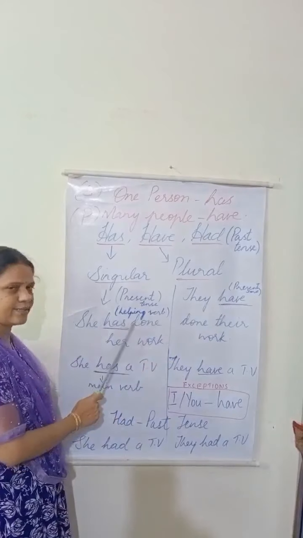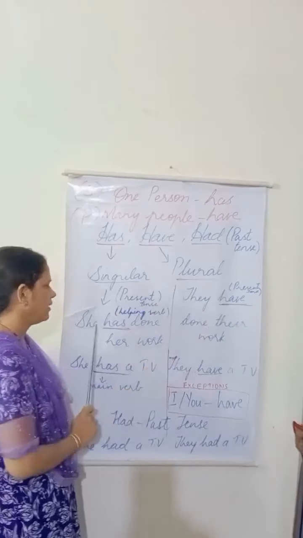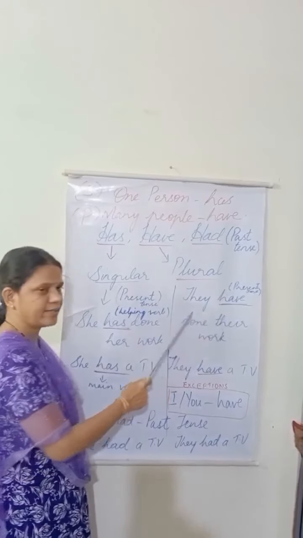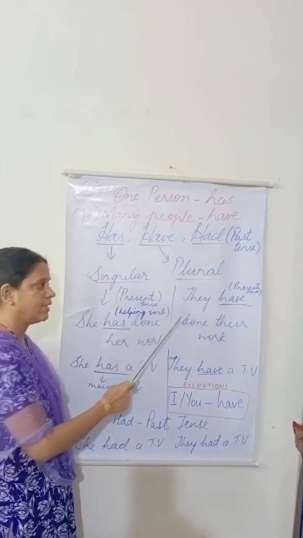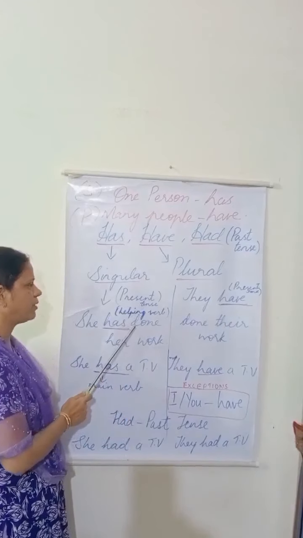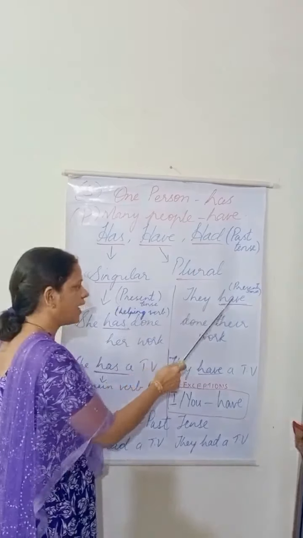The girl has done her work. The girls have done their work. The boy has done his work. The boys have done their work. One person, the child has done his work. The children have done their work. So the main point to remember here is for one person it is has, for many people it is have.